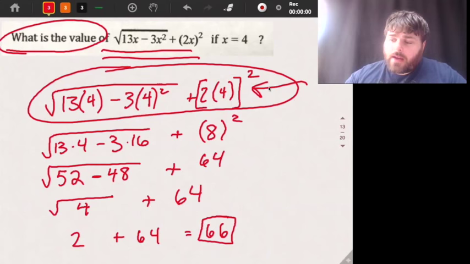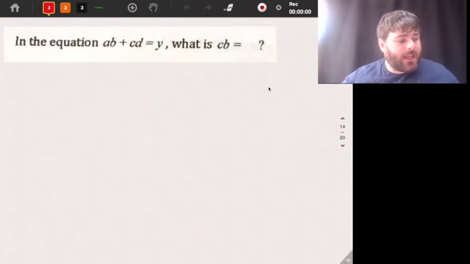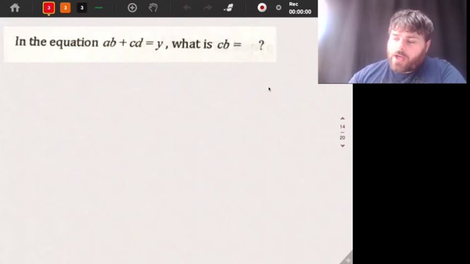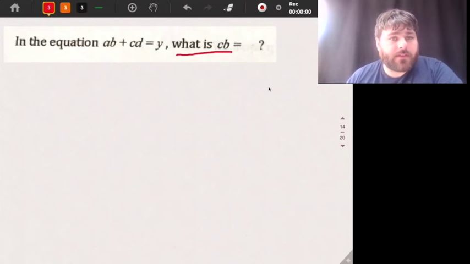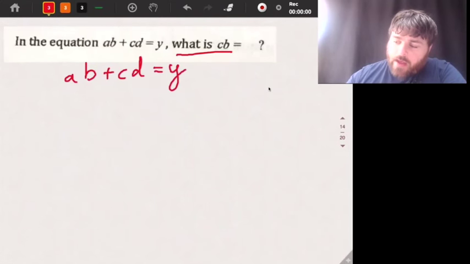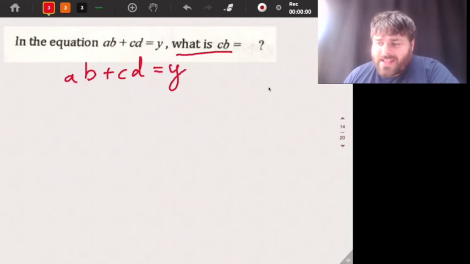All right. In the equation AB plus CD equals Y, what is CB? So we have an equation, and it says what is CB? That sounds like solving to me. So I need to solve for CB. So AB plus CD equals Y. Now, there's a lot of room for error here. CB.